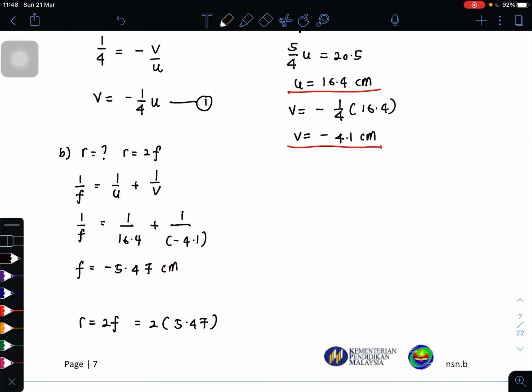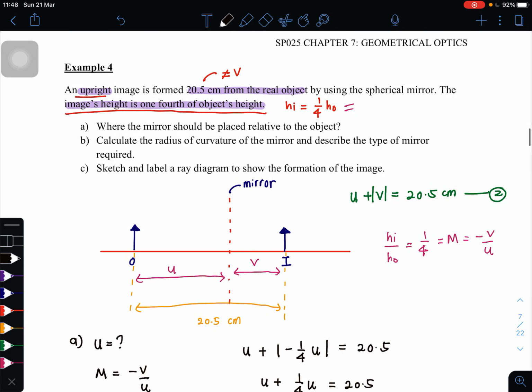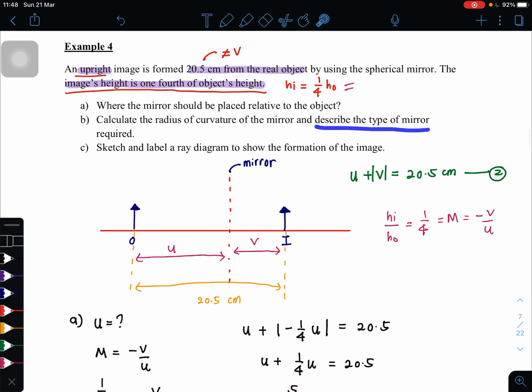Okay, since the radius will always be positive, we just ignore that negative value. So radius will be 10.94 cm. Okay, so the next question asks us to describe the type of the mirror.